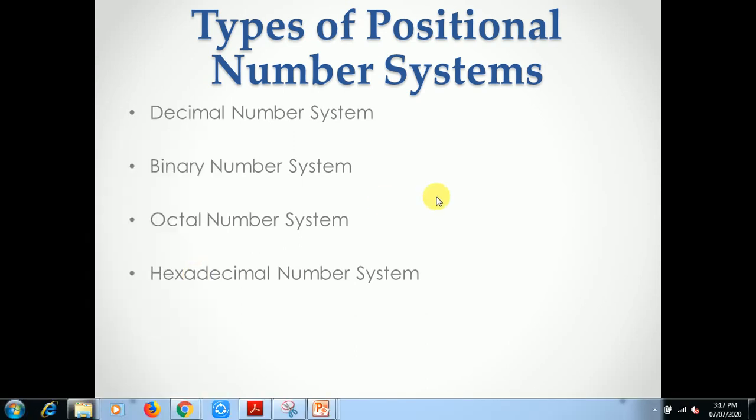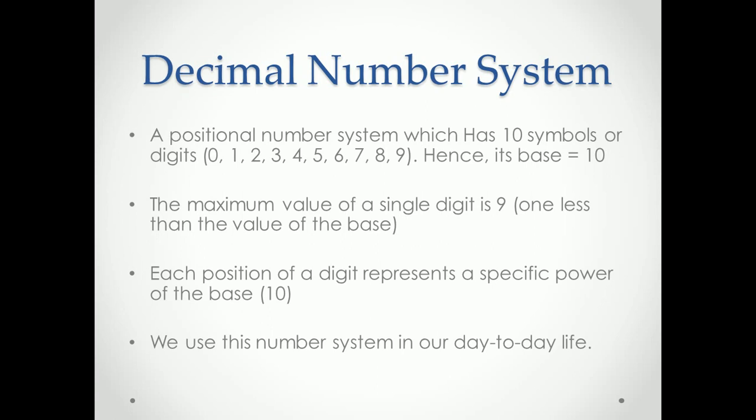First, the decimal number system, which we use in our day-to-day life. The decimal number system has 10 symbols or digits called 0, 1, 2, 3, 4, 5, 6, 7, 8, 9. Hence, its base is 10. You don't write 10 to the base 10 or 12 to the base 10, but its base is 10.